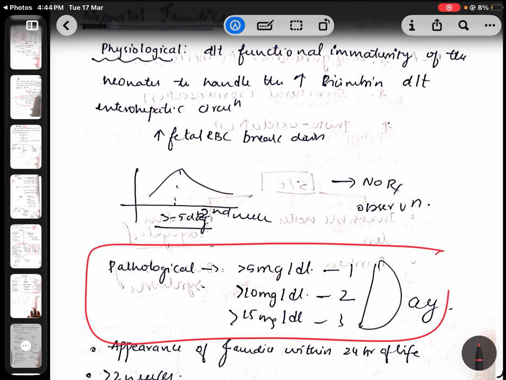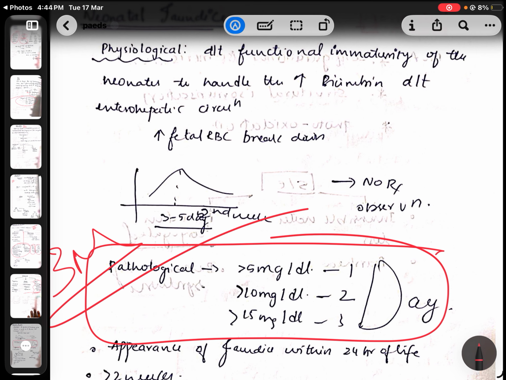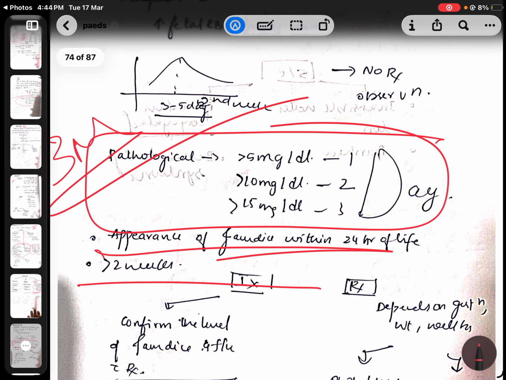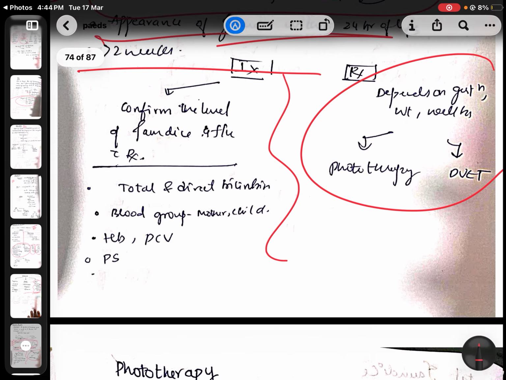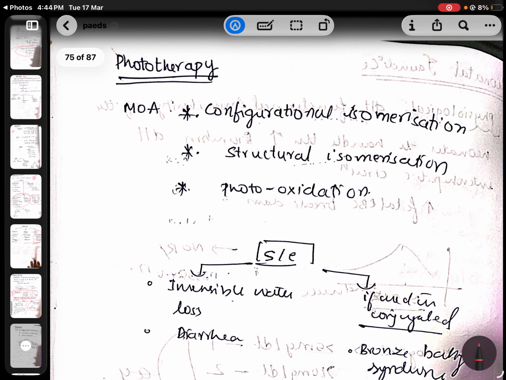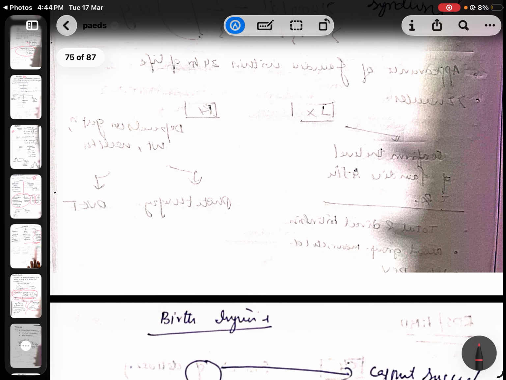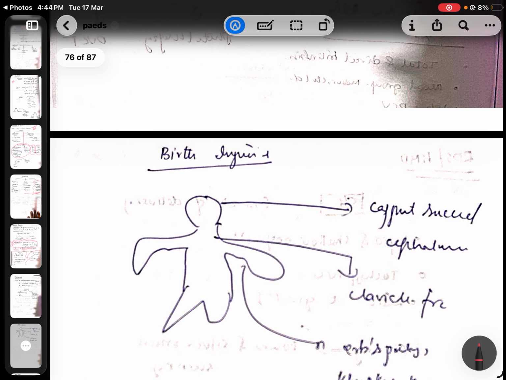Okay, neonatal jaundice, I am sure you can understand. Again, they will ask you what are the 3 things for saying it's a pathological jaundice. These are the major 3 things which you need to mention. Again, these are the investigation goals. Again, they might ask you about indications of phototherapy and what are the side effects. There's nothing for me to explain, it is self-explanatory.